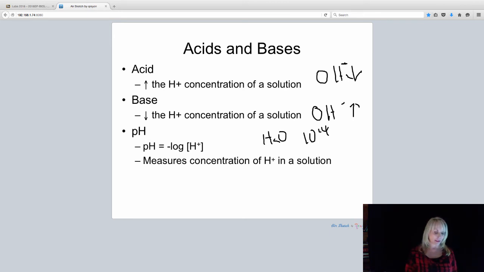All right, now how do you know if something's an acid or a base? If it is an acid, it's going to have a hydrogen in front of it. If it is a base, it'll have OH, hydroxide, on the other side. Okay, base, acid.